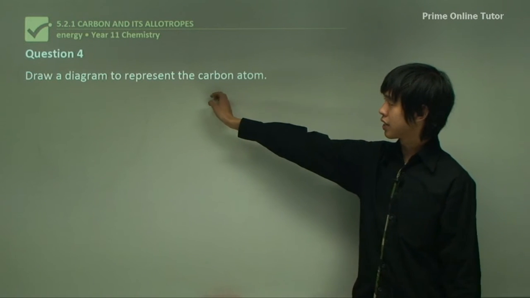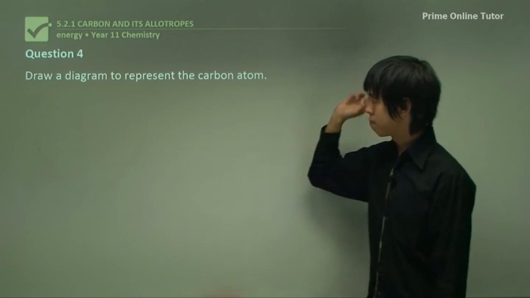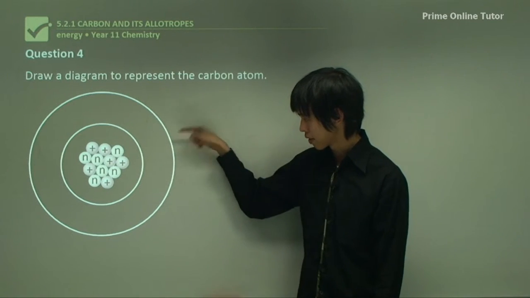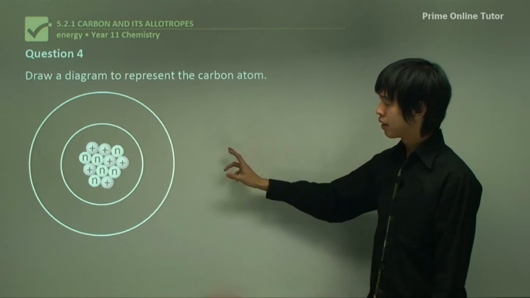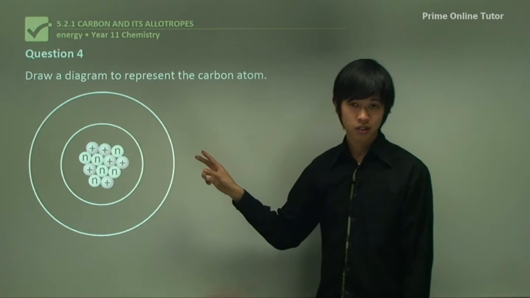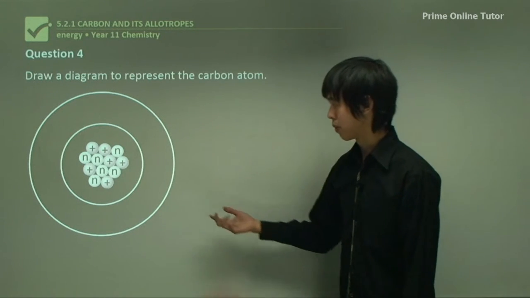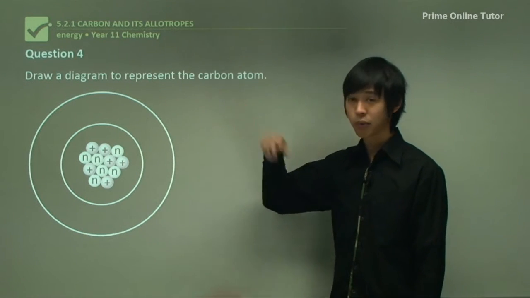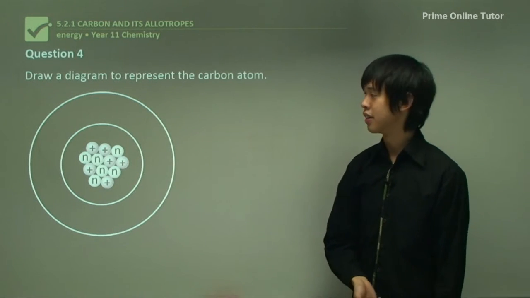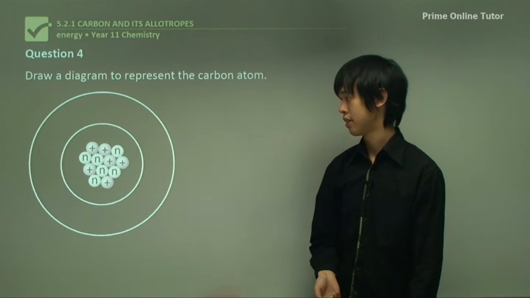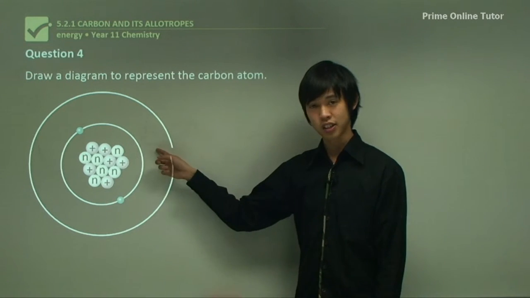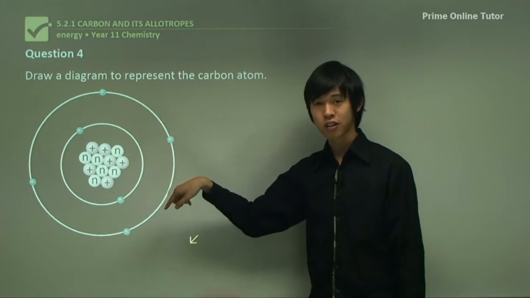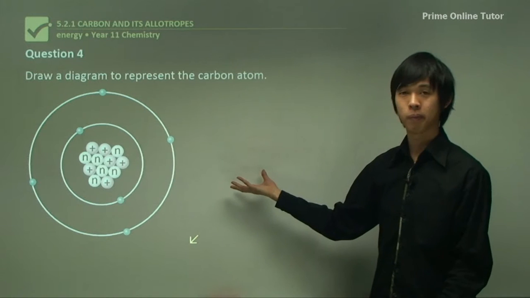Okay. So we'll draw a diagram to represent the carbon atom. So we start with remembering 6 protons. So there's 6 protons there, the plus signs. Then we add 6 neutrons, remembering that we have equal numbers in this case. And then we need the equal number of electrons. So that is also 6. So we start with 2 in the inner shell, and that's full now. And then we add another 4, and then we have our carbon atom.